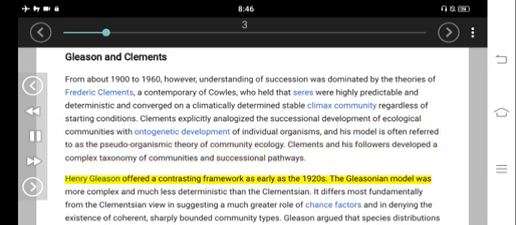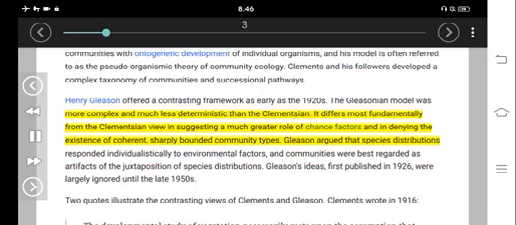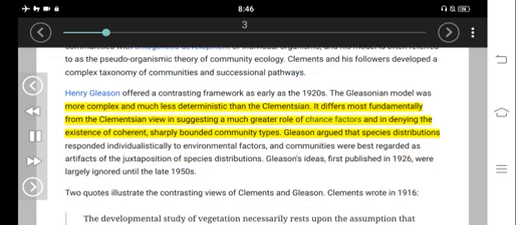Henry Gleason offered a contrasting framework as early as the 1920s. The Gleasonian model was more complex and much less deterministic than the Clementsian. It differs most fundamentally from the Clementsian view in suggesting a much greater role of chance factors and in denying the existence of coherent, sharply bounded community types. Gleason argued that species distributions responded individualistically to environmental factors, and communities were best regarded as artifacts of the juxtaposition of species distributions. Gleason's ideas, first published in 1926, were largely ignored until the late 1950s.